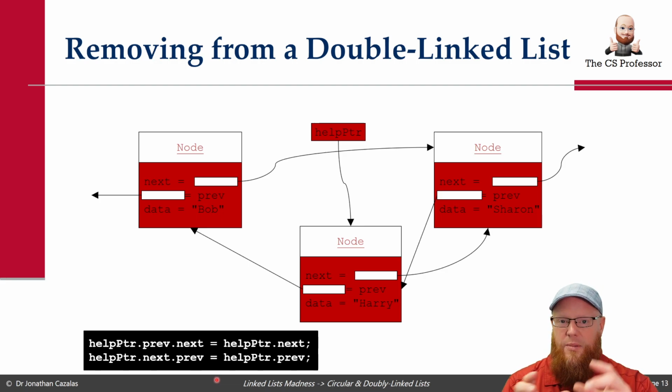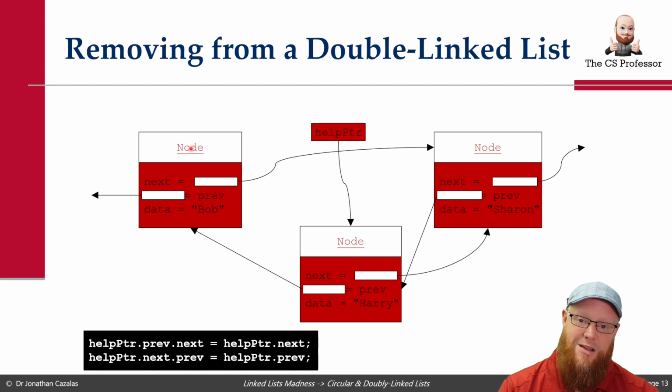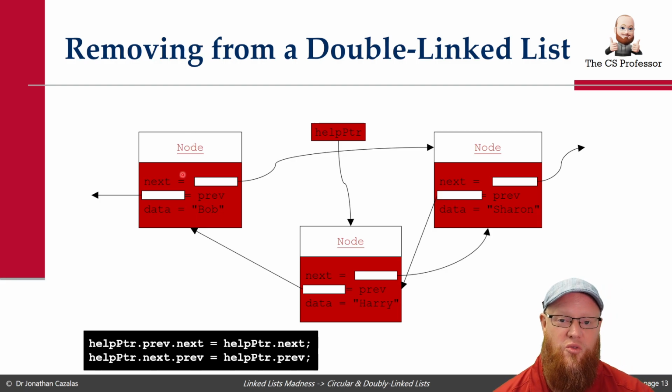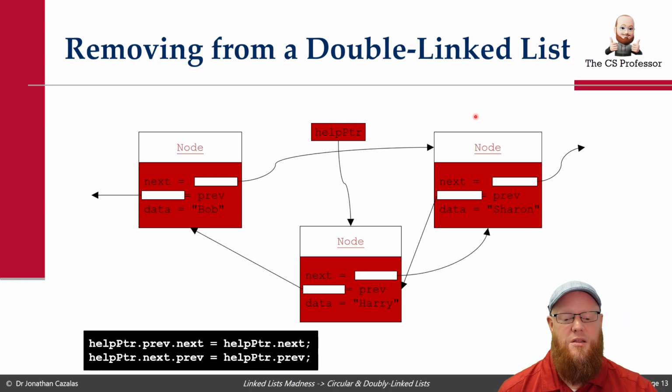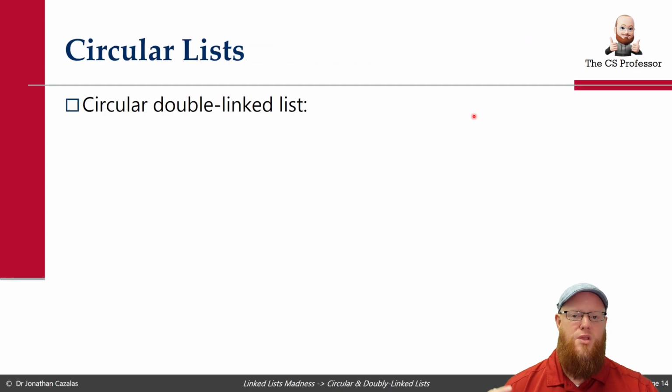Practice that. Maybe have help pointer point over here to Bob, to the predecessor, and still delete Harry. Make up your own lines of code to make that happen. Practice it with help pointer pointing directly to Sharon, and try to also delete Harry when help pointer is pointing directly to Sharon. It's a good way of practicing just these interconnecting nodes and what address ultimately gets saved where to make that change happen.